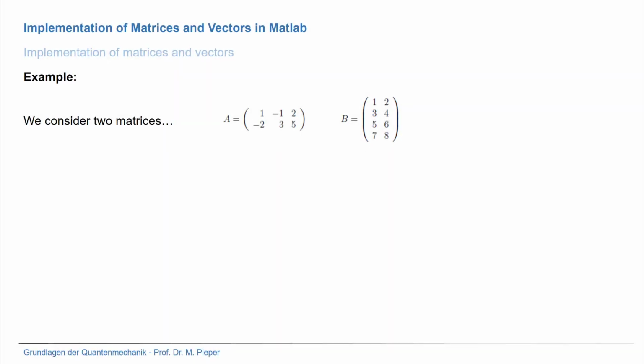Okay, we start with matrices. Here is an example, two matrices, A and B. A is a 2 by 3 matrix, that means 2 rows, 3 columns. B is 4 by 2, 4 rows and 2 columns. How do we implement A and B?